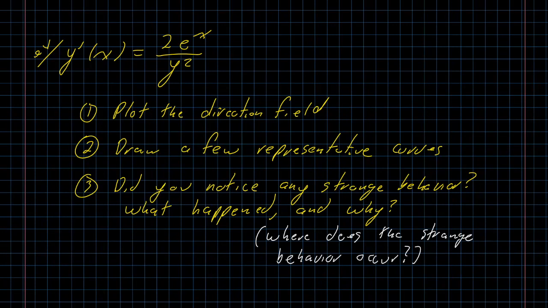All right, so here is a differential equation for you. y prime of x is equal to 2 times e to the x all over y squared. I would like you to plot the direction field using software. I don't want you to try to plot this one by hand. I want you to use that software to draw a few representative curves. And for this particular equation, when you're drawing those representative curves, you should see something a little bit strange happen that didn't happen with either of the two direction fields that I drew in this video.